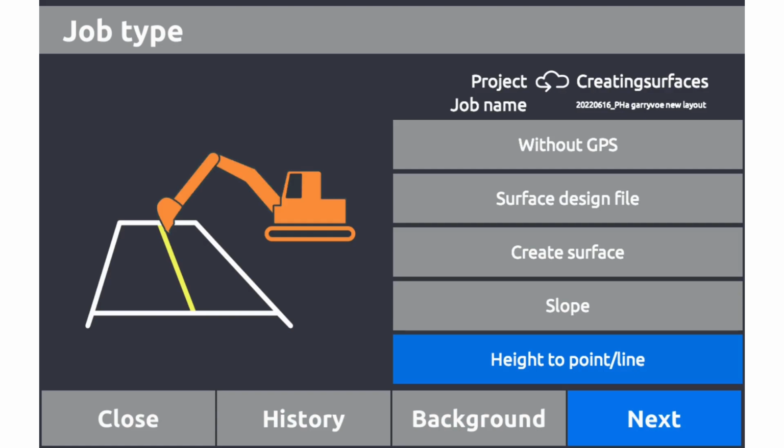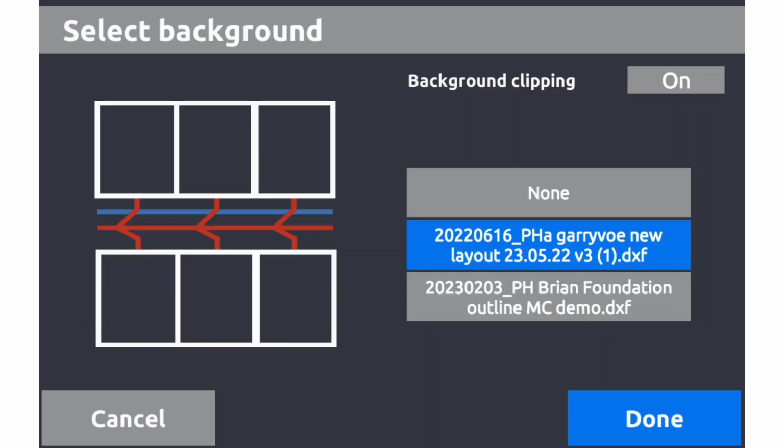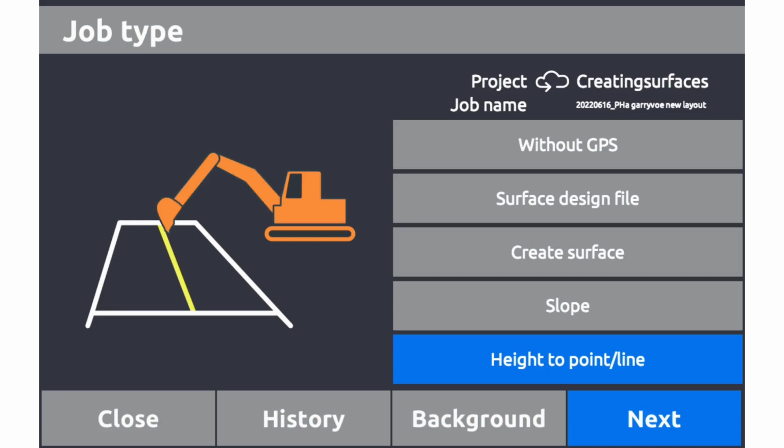Now you'll see along the bottom of the screen you have a background. So if you have a 3D XML surface drawing loaded on the screen, you can't have, well, you could have a DXF drawing loaded and a surface, but you can always set your DXF or your line work drawing as a background.